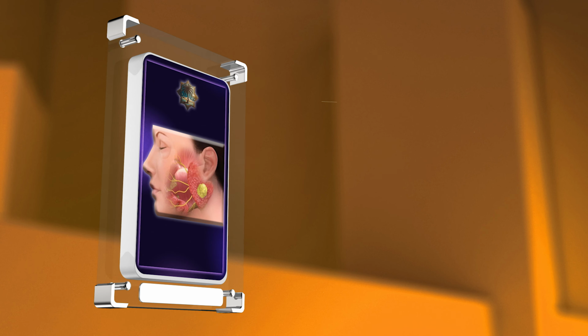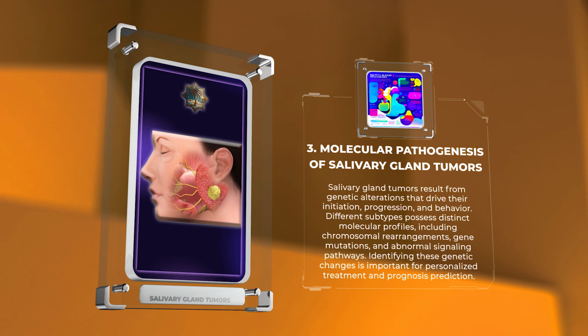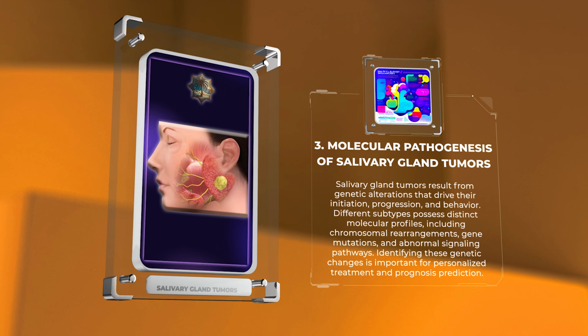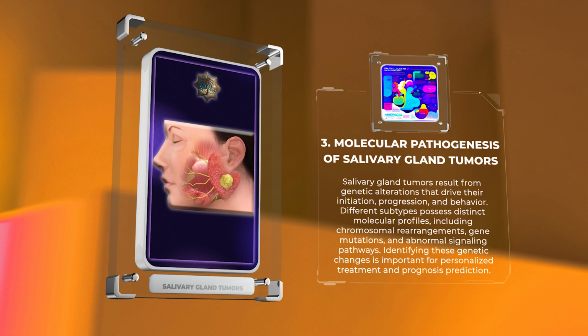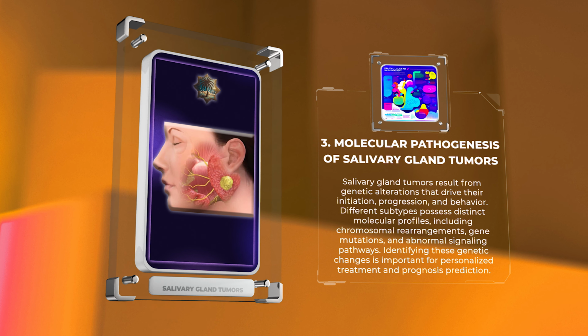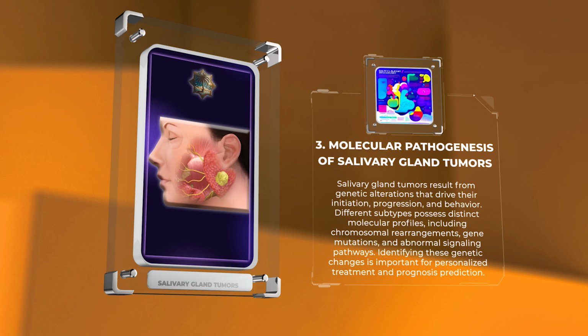Salivary gland tumors result from genetic alterations that drive their initiation, progression, and behavior. Different subtypes possess distinct molecular profiles, including chromosomal rearrangements, gene mutations, and abnormal signaling pathways. Identifying these genetic changes is important for personalized treatment and prognosis prediction.